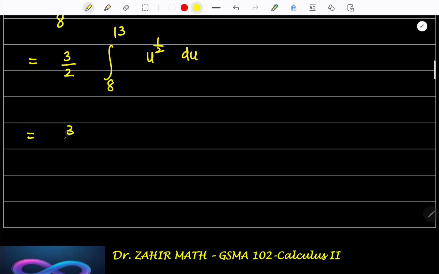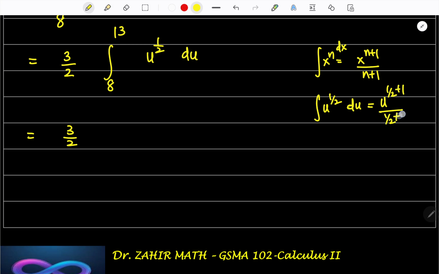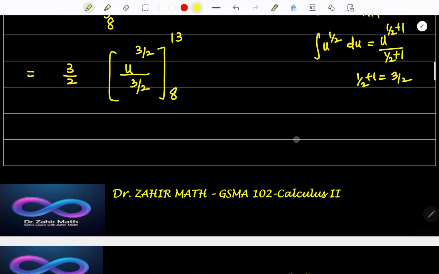So now I'm supposed to integrate this one. What is the integral of x power n? It is x power n plus 1 divided by n plus 1. There is a constant, so no plus c. So now I have u to the power of half, which is du and this is dx. So which is equal to u to the power of half plus 1 divided by half plus 1. What is half plus 1? Which is equal to 3 by 2. So this is u to the power of 3 by 2 divided by 3 by 2 and the limits is 8 to 13.